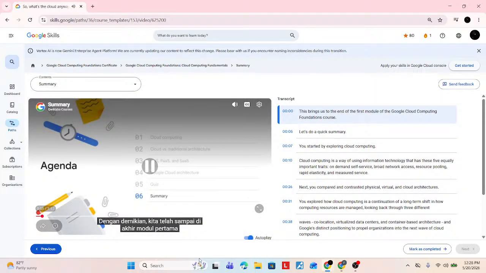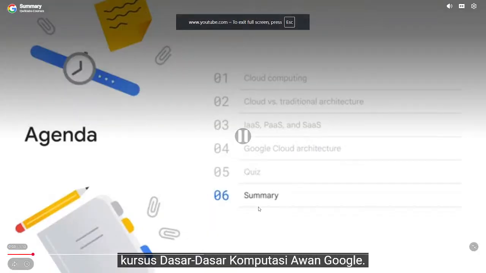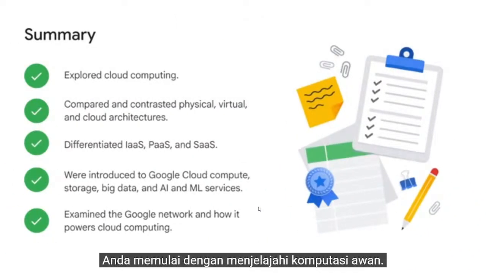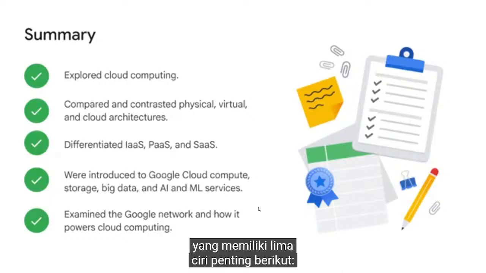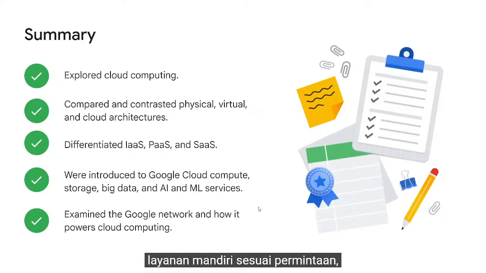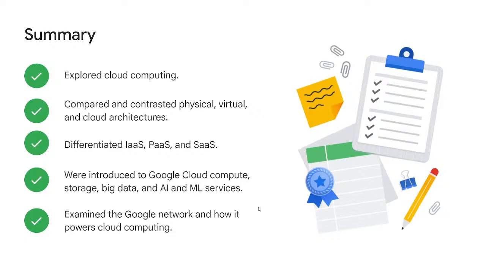This brings us to the end of the first module of the Google Cloud Computing Foundations course. Let's do a quick summary. You started by exploring cloud computing. Cloud computing is a way of using information technology that has these 5 equally important traits: on-demand self-service, broad network access, resource pooling, rapid elasticity, and measured service.